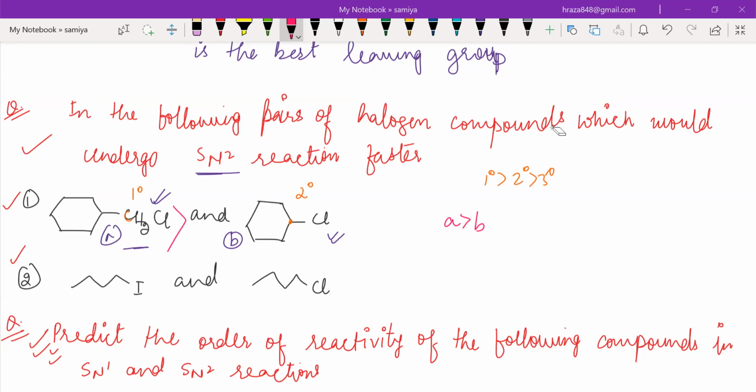Very good. Now you can see both have the same degree, 1 degree, 1 degree. Now iodine is the best leaving group. That's why it would go SN2 faster than the chlorine.